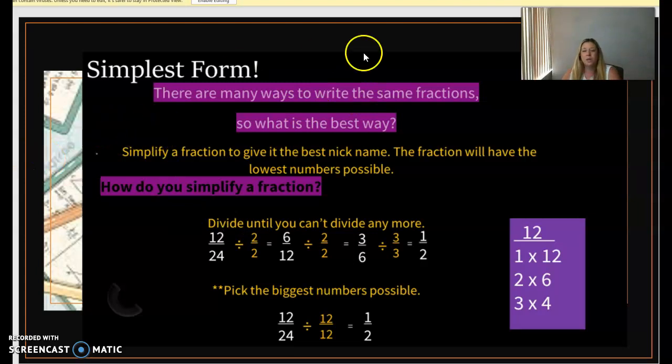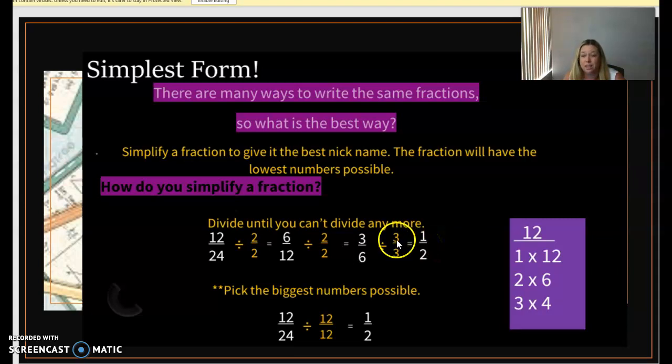Simplest form. There are many ways to write the same fractions. So what is the best way? Well, to simplify a fraction, we're giving it its best nickname. Remember, like equivalent fractions. So we take 12 over 24, and you can sit there and you can divide it by 2. By 2, by 2, by 2, until you get to the smallest number and you can't divide anymore. You can totally do that.